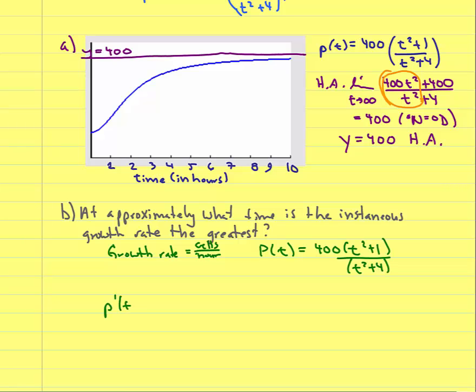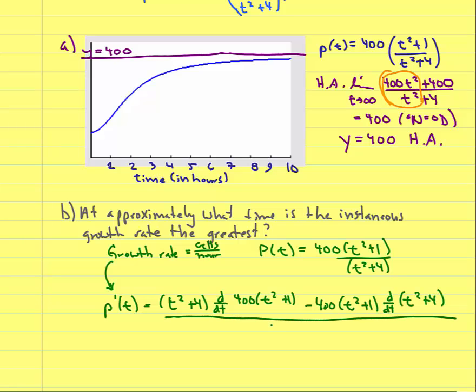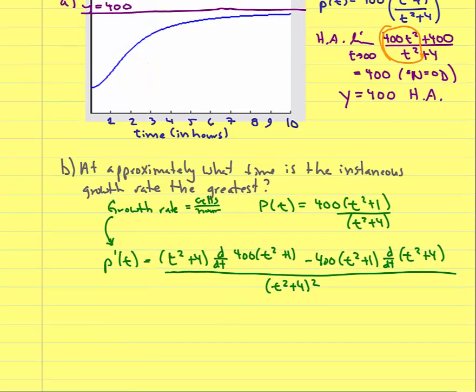So p prime of t would be that growth rate, would be the bottom times the derivative of the top, minus the top times the derivative of the bottom, all over the bottom squared. Okay, so this needs to be simplified. Now, we'll probably want to graph this growth rate eventually and then kind of compare it.